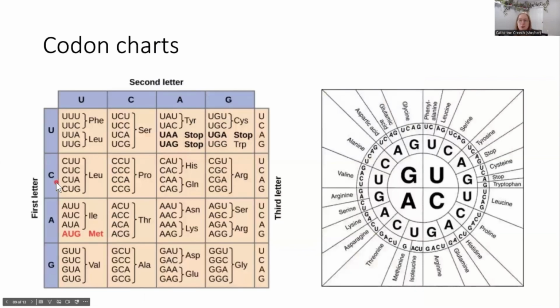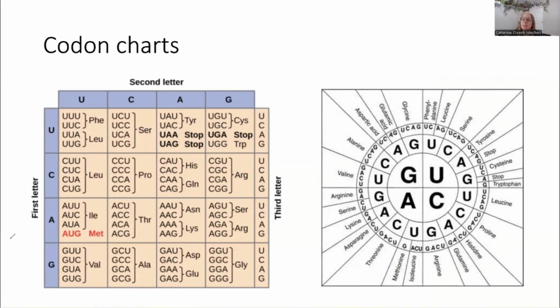Here are our beautiful codon charts that we use to figure out what codon codes for what amino acid. There is a trick to using both of these, and you can figure out which one you like best by practicing with them. If we want to use the square one, we would first identify what the first letter of the codon is. Let's say that it's a U. That means that I'm going to be in this row here.